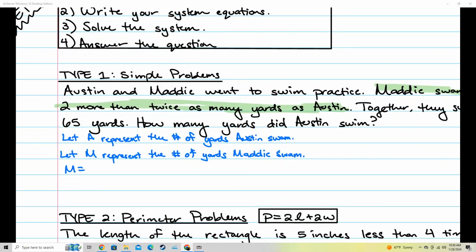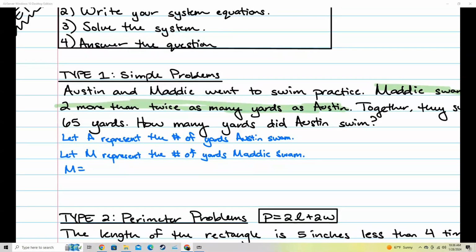So there's a couple of things going on. I know that if I'm going to have two more of something, that means I'm adding two. But please, please, please do not start with the two plus. I know that's the way you want to write it. But with these types of problems, you're going to have to write it backwards for that particular statement. So let me just ignore the two more for right now, and let me focus on twice as many yards as Austin.